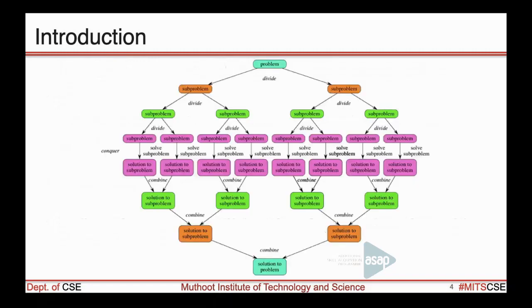So this is a diagrammatic representation of divide and conquer. You have a central problem that is divided into subproblems. The subproblems can be divided further into subproblems, so we divide again and find the solutions to the subproblems. Whenever we get the solutions to the subproblems, we combine them, and finally we get the solution to our main problem. This is how we diagrammatically represent the divide and conquer strategy.